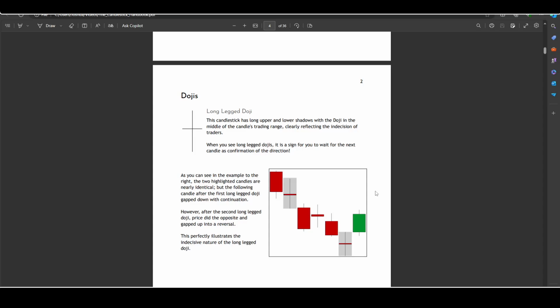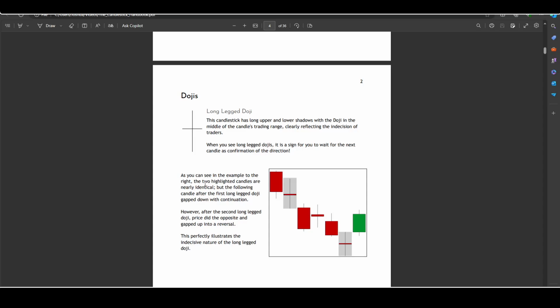But this candlestick has a longer upper and lower shadow, which are basically just the wicks, with the doji in the middle of the candle's trading range, clearly reflecting the indecision of traders. When you see long-legged dojis, it is a sign for you to wait for the next candle as a confirmation of the direction. And this is a great picture he has here.